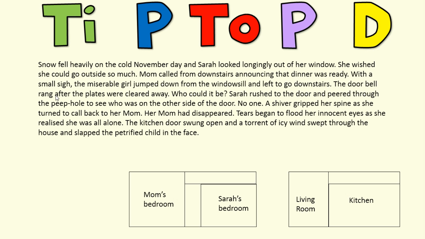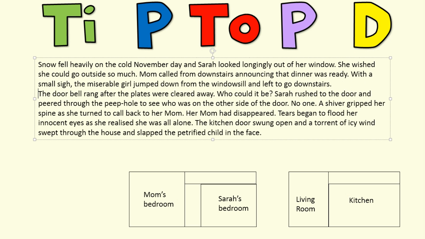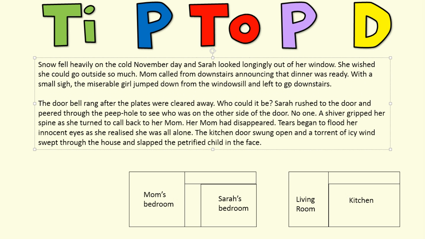The doorbell rang after the plates were cleared away. Now we've got a change of place here. She must either be in the living room or the kitchen, because she wouldn't be eating in her bedroom, I'm guessing. But also, it says that the doorbell rang after, so that means they've already eaten. So because of that, we need a paragraph here, so if you got that, well done, to show it's a new time or place. So we're there.